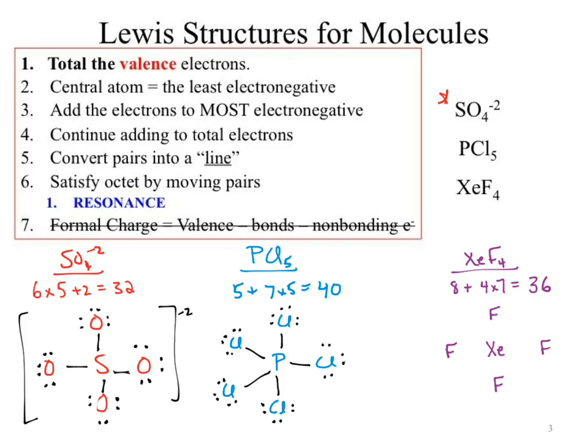Why is phosphorus allowed to have 5 bonds? It's in that third row. Because it's in that third row, it can expand its octet. That expansion allows it to have 10 electrons around it.